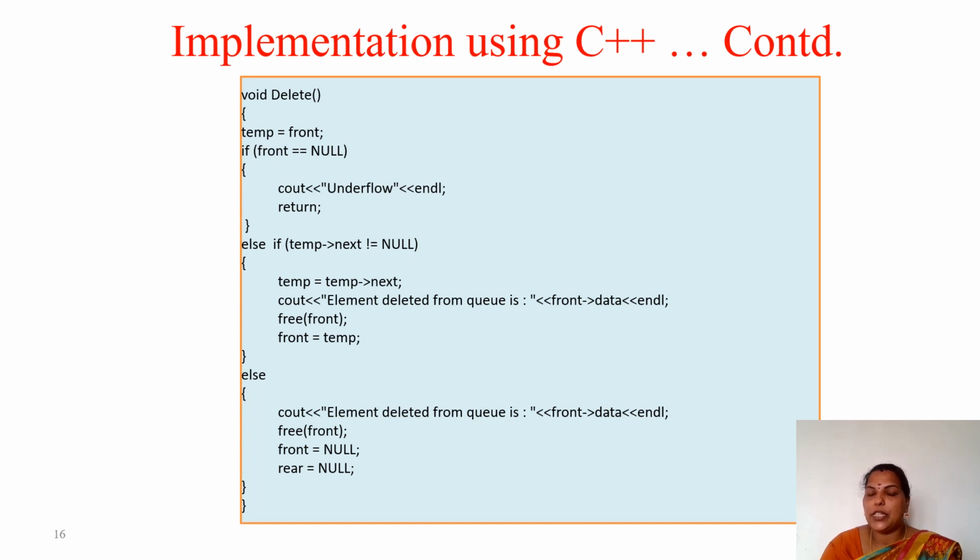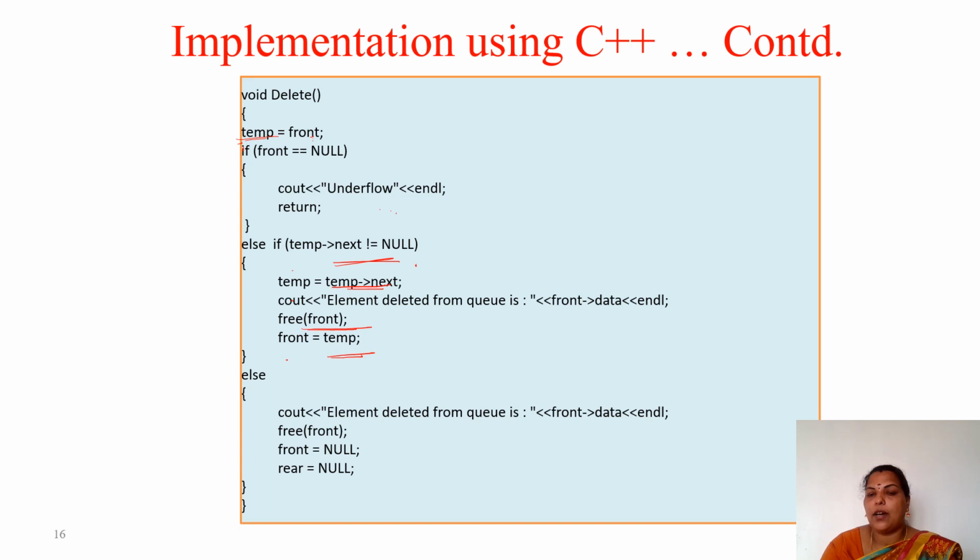Similarly, we are having the delete operation. Always deletion happens at the front only. So we are checking whether the front equal to null or not. And first we need a pointer called temp. That temp we are assigning front to the temp. If front is not null, then we are checking that temp point to next not equal to null. That means always in the front of the queue only we are performing the deletion operation. So we are assigning the temp point to next to temp. Then we are freeing this front, and now we are assigning the temp to front.